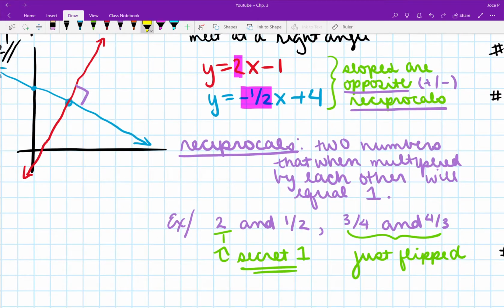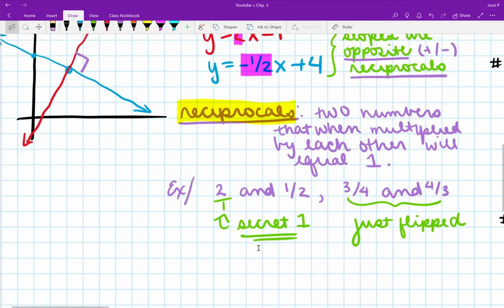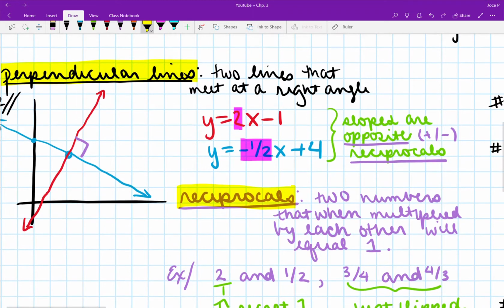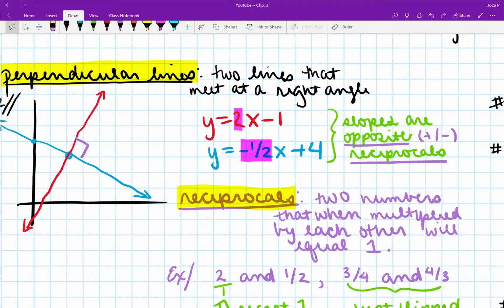A reciprocal. What is a reciprocal? Well, a pair of reciprocals means two numbers that when multiplied by each other will equal 1. For example, 2 and 1/2. Well, 2 has a secret 1, so when you multiply 2 over 1 times 1/2, you're going to get 1. Same with 3/4 and 4/3. If you're looking at a fraction, or even a whole number with a secret 1 beneath, the reciprocals of each other are just the same fraction, but flipped upside down. Now, take a second to keep that in your mind and try and really comprehend it.